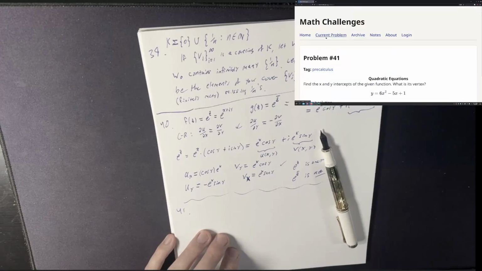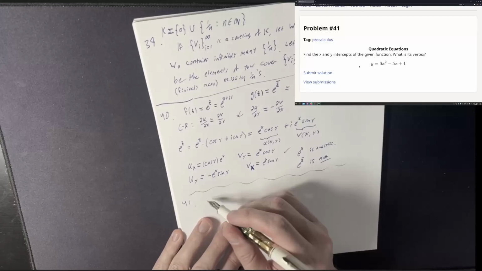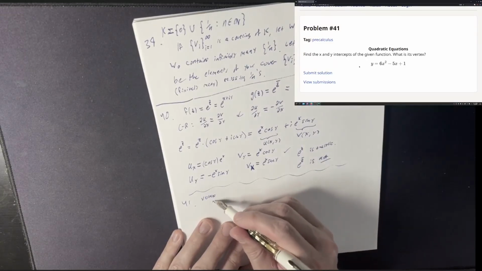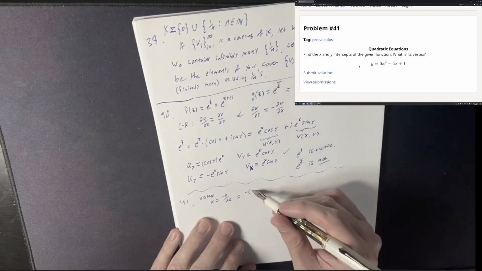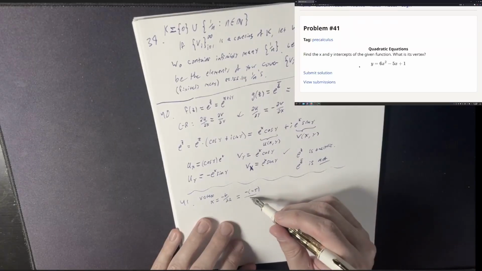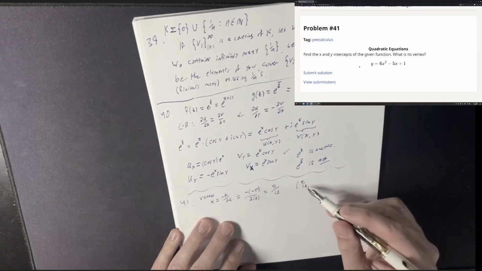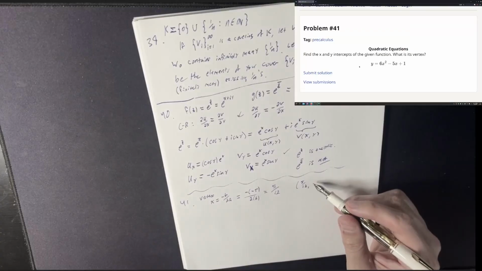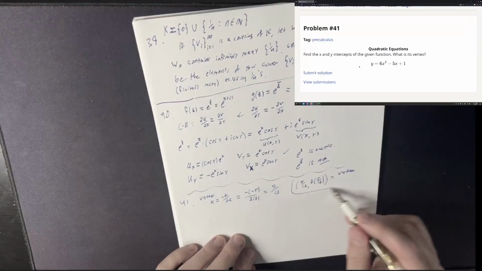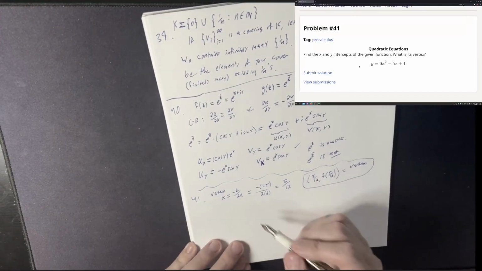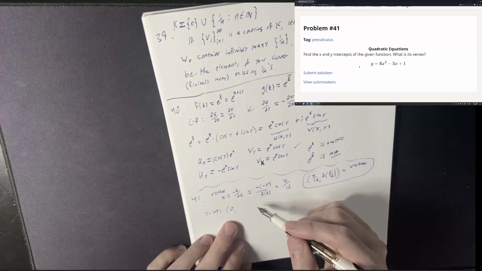All right, 41. Find the x and y intercepts. What is the vertex? The x coordinate of your vertex is negative b over 2a. So in this case, that's the negative of the b value over 2 times 6. So I'm getting 5/12. And then you'll plug 5/12 back into this function. Let me just say f of 5/12. And this is the vertex. The y-intercept, if you plug in 0 to that function, you'll get 1.